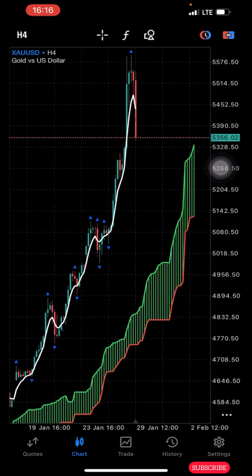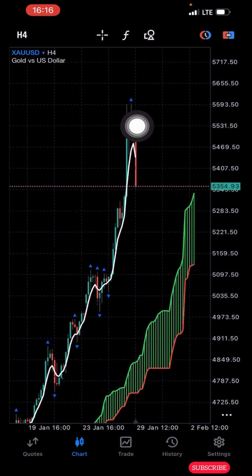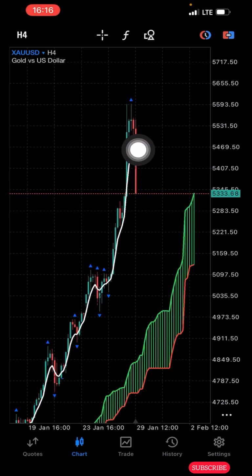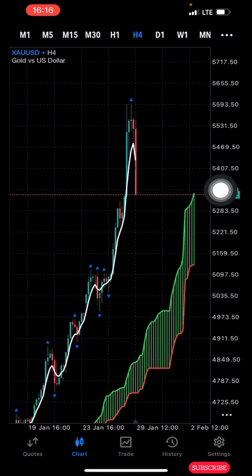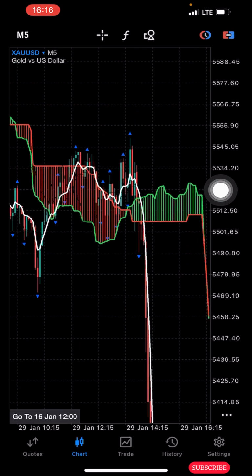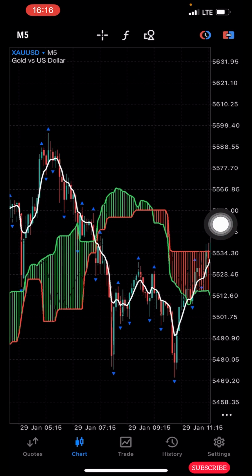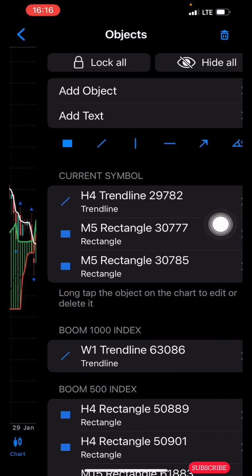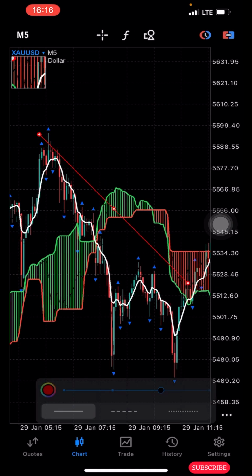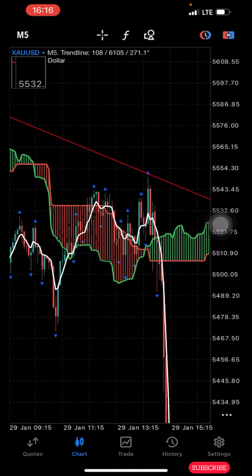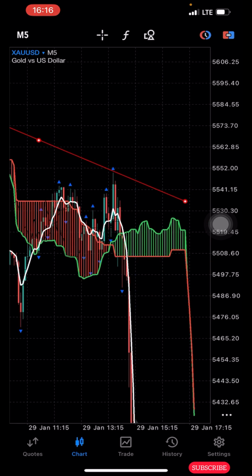So fast forward to this area. This is the area gold is right now. What you do is that you want to go down to the 5-minute time frame now. So let's go down to the 5-minute time frame. You can see this is the highest level gold has gotten to. So what we do is that we use our trend line. We mark starting from here, connecting two structures in the market.